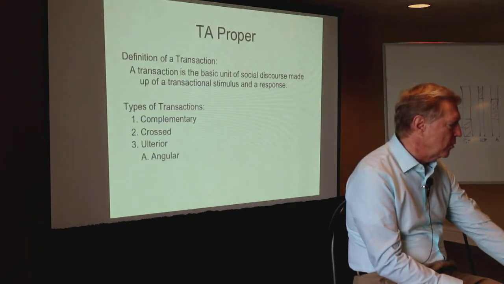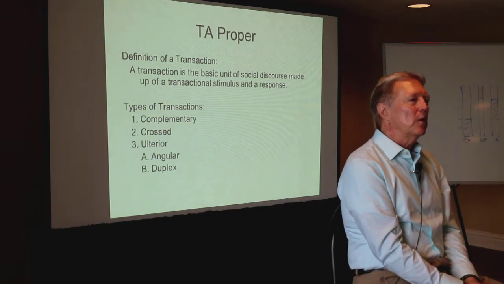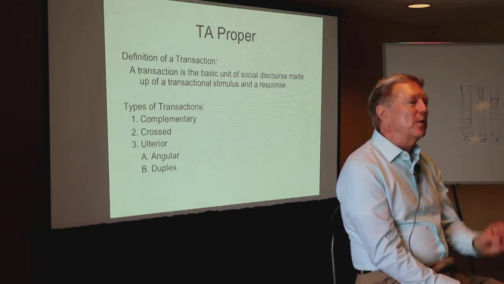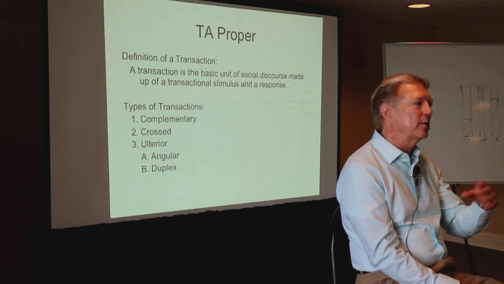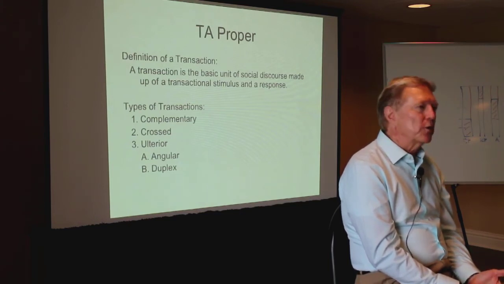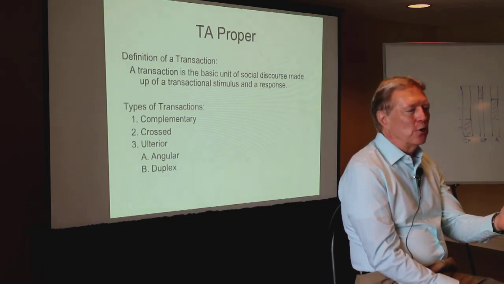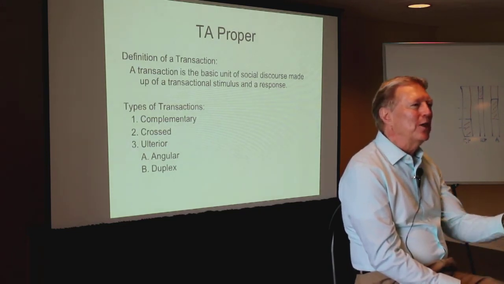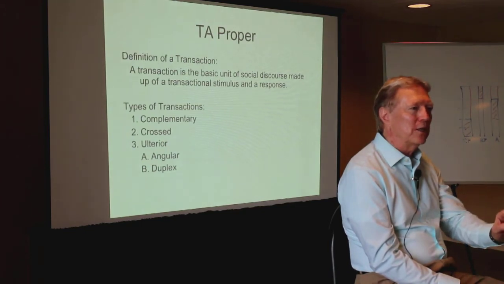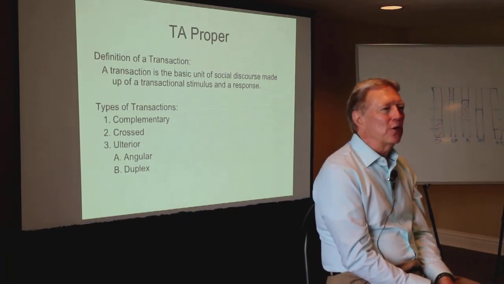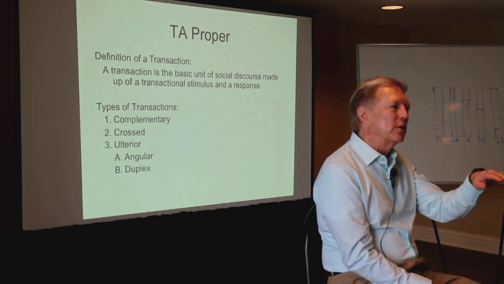There are two types. One is called an angular, and the other is called a duplex, ulterior transaction. The angular ulterior transaction is when the stimulus comes from the same ego state in the first person and is directed to two different ego states in the second person. For example, if the salesperson comes up to you and you're debating about whether to buy something, and the person says, "The sale goes off today," they're ostensibly giving you adult information. The psychological level, down to your child from their adult, is, "Don't miss out," to try to get you to buy this product today.